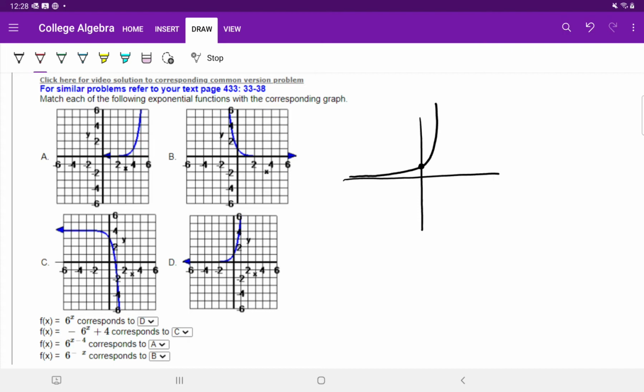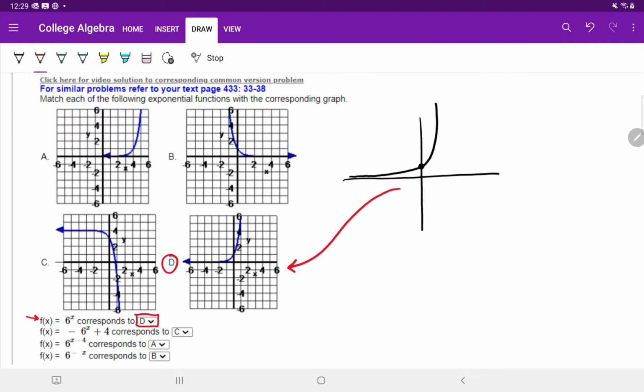So the parent function is D right here. So take our picture and compare it to the 4 pictures available. This D is our parent function. So that would be this first one. So that's why we've selected D as our answer here. So D is already taken. Let's look at the other ones.